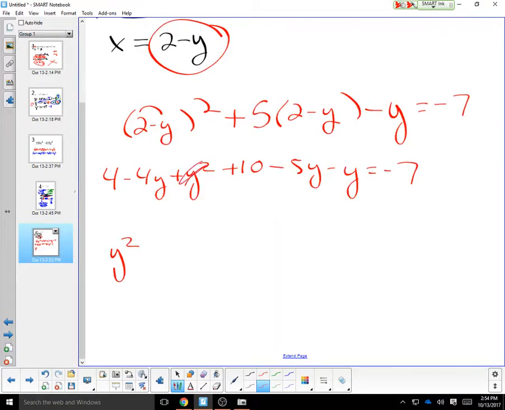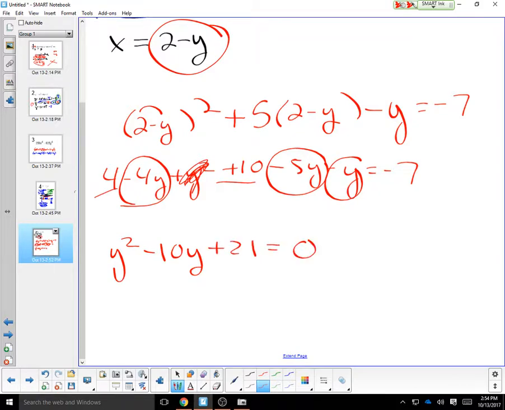Y squared for here. Here's a y, here's a y, and there's a y. So that is negative 10y. Right? And then 4 and 10 makes 14. 14 plus 7 more, 21. Equals 0.